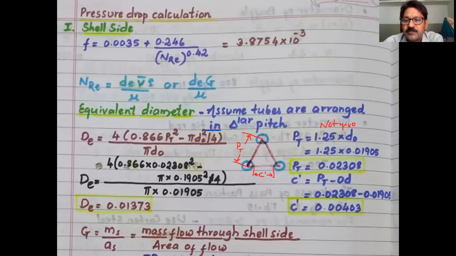So what I am doing, usually it is 1.25 times the outer diameter of the tube: 1.25 into 0.01905, 19.05 mm, so it will be 0.02381 meter. It is in meter. So what is clearance? PT minus d naught. PT you got, minus 0.01905. So clearance will be 0.00403. Are you getting these values?